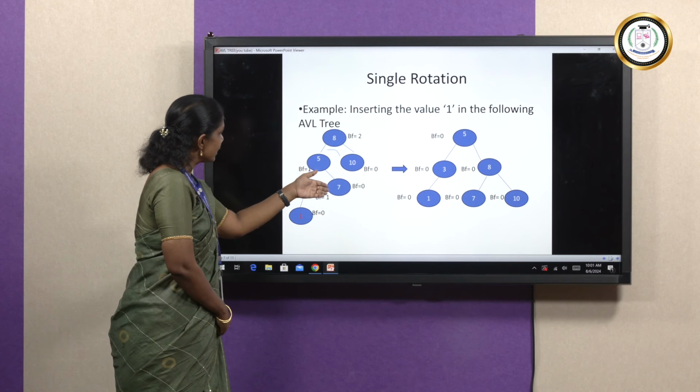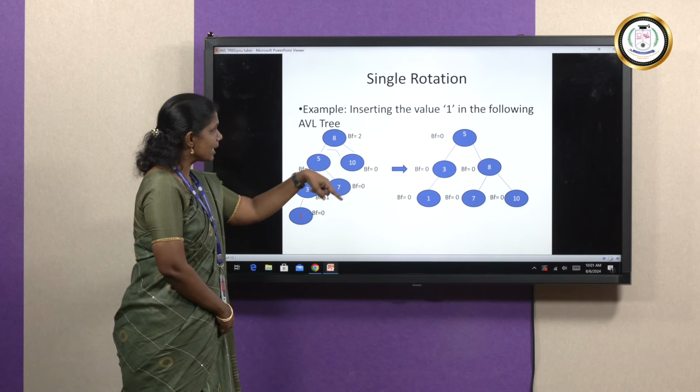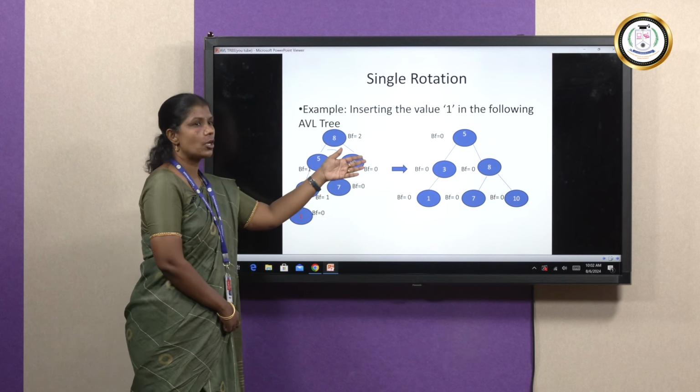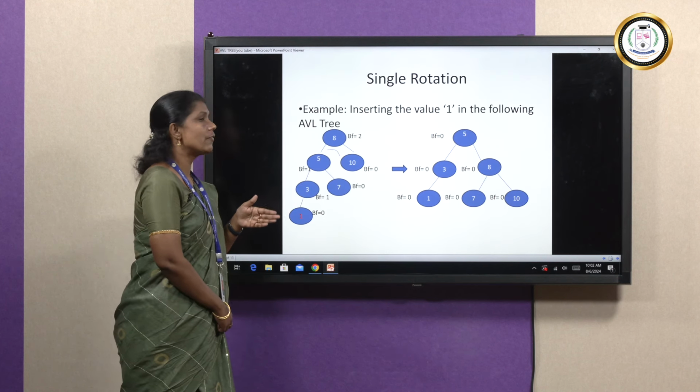Then the right child of this 5 is moved to the left child of that 8. Now again you have to find the balance factor. Now the balance factor value is 0. Now this tree is the self-balancing AVL tree.